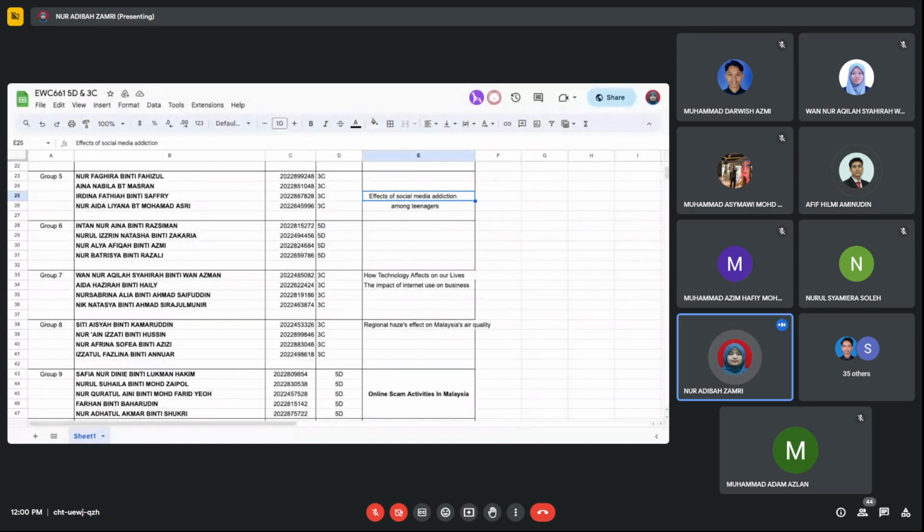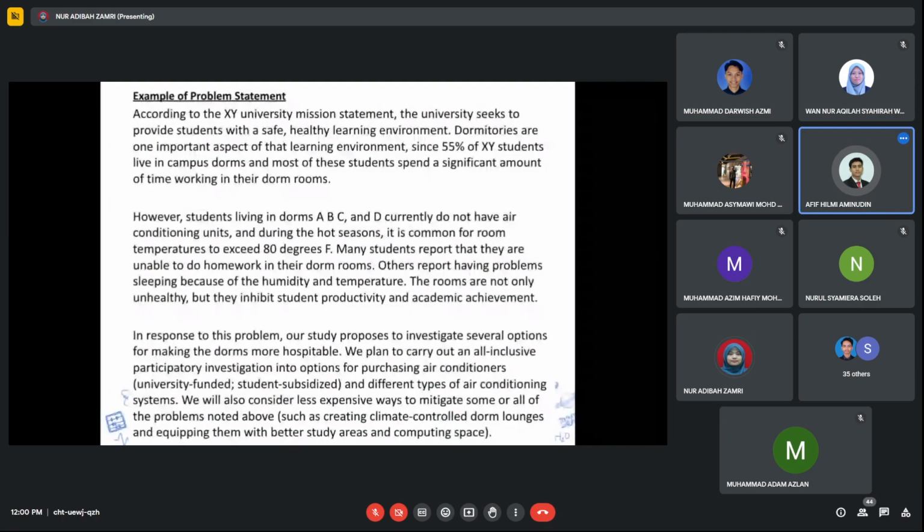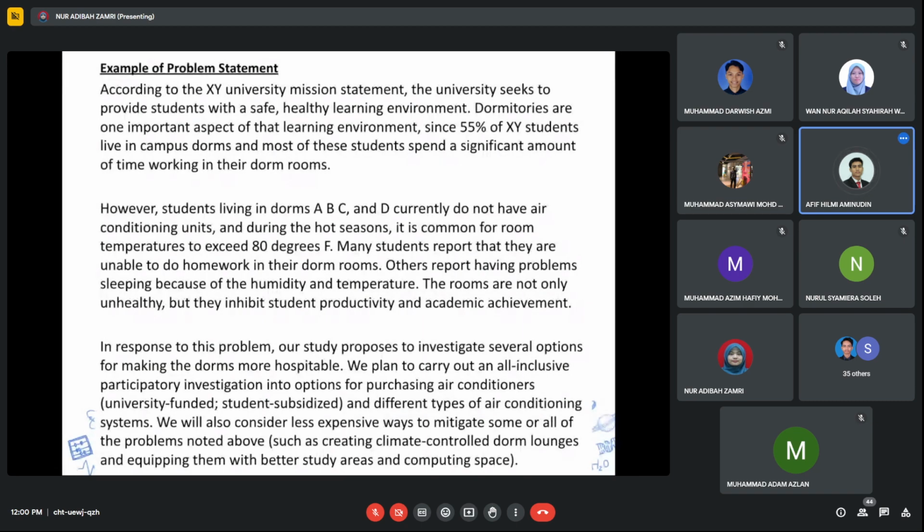The rest, please take part as well. According to the XY University mission statement, the university seeks to provide students with a stable mental health. The social media addiction somehow has caused students to become depressed due to listening to sad TikTok contents. Okay, the second sentence is more like paragraph 2.